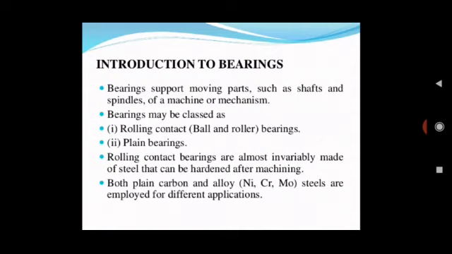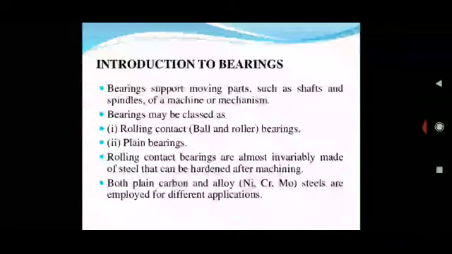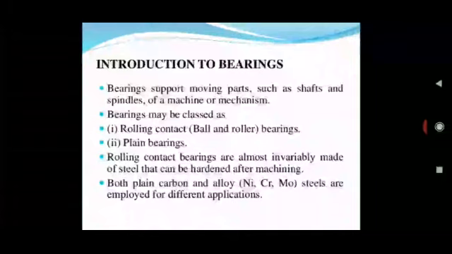Now the bearing can be classified as rolling contact bearings and plain bearings. So what are the rolling contact bearings? These are the bearings which do not use lubricant, but they have a rolling material. It can be a spherical ball or it can be a rolling cylinder, and the radial load is supported by such kind of bearings. Then we have plain bearing, which is also known as sliding contact bearing.